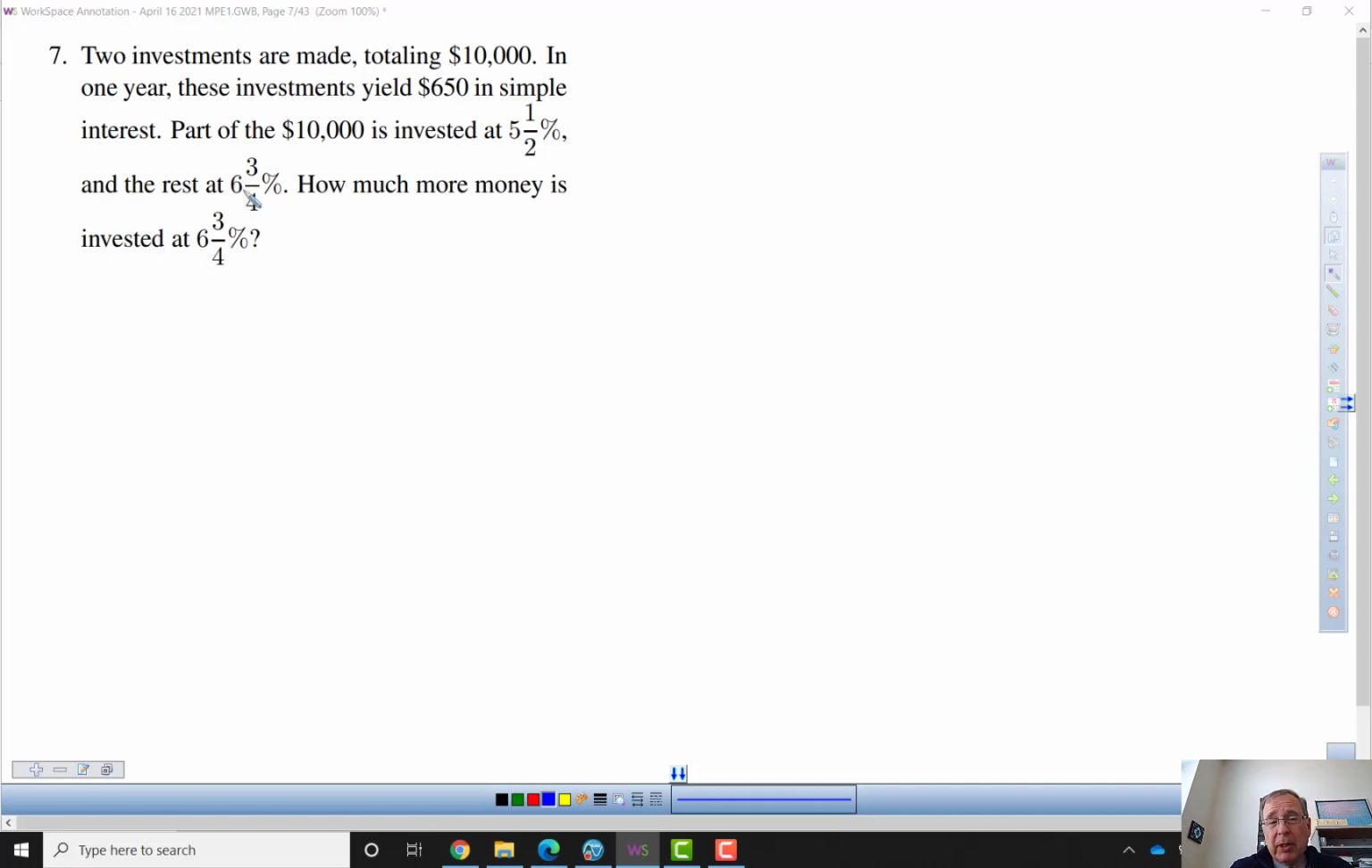So number 6 was kind of a warm-up for this problem. Before, you're solving a system of linear equations and then adding the x and the y. And here we're solving a system of linear equations that we're going to have to create, and we're going to find out what's the difference between the two variables. So I'm going to use L for the lower interest rate and then H for the higher interest rate. And the amount at each interest rate added together has to total $10,000.